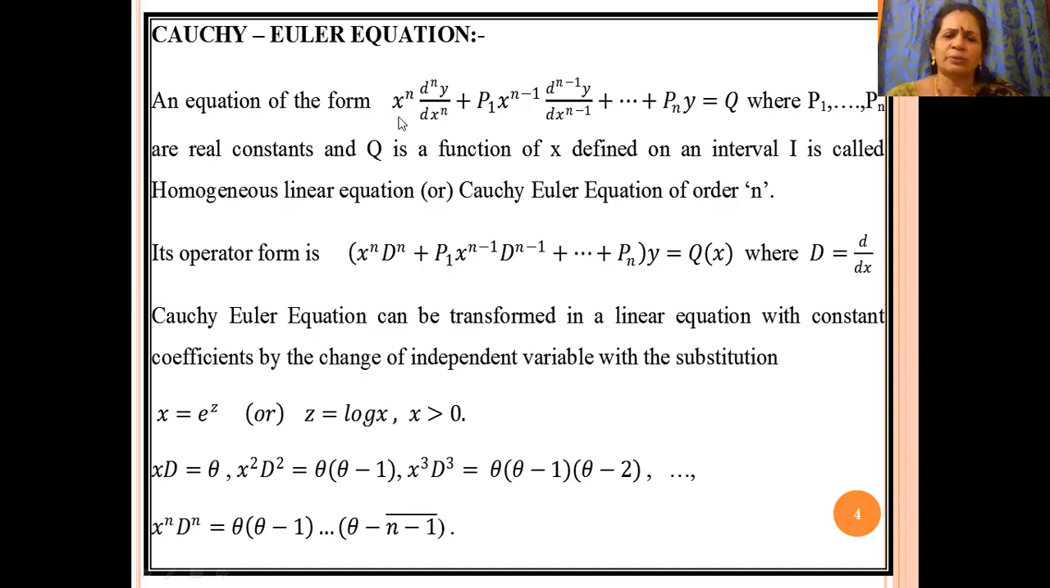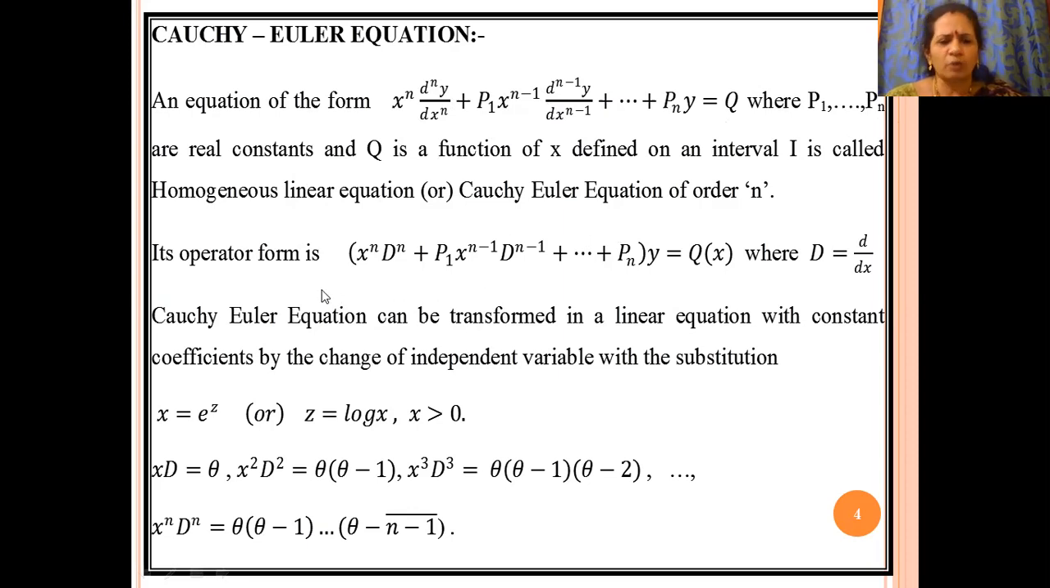x to the power of n d to the power of n y by dx to the power n, that is the nth order derivative, plus p1 into the n minus 1th derivative and so on, plus pn y is equal to q, where p1, p2 and so on, pn are real constants and q is a function of x, defined on an interval I. It is called a homogeneous linear equation or Cauchy-Euler equation of order n.